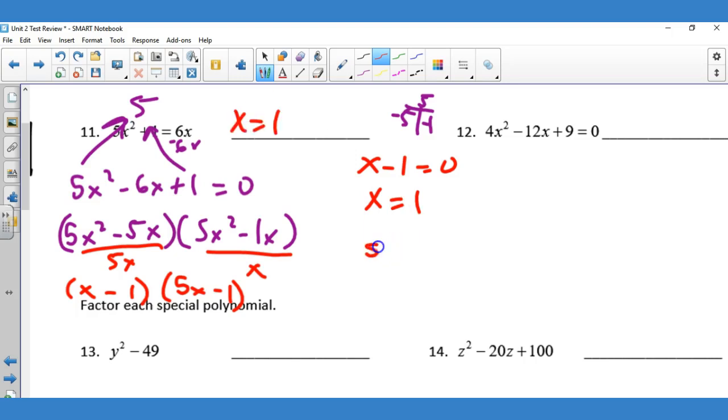And then the other one, 5x minus 1 equals 0. If I add 1, I have 5x equals 1. Then divide by 5 on both sides, x equals 1 over 5.